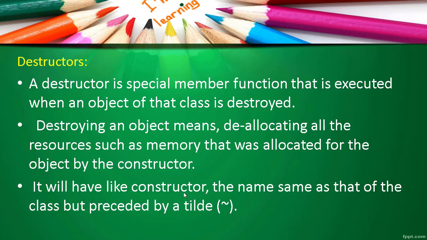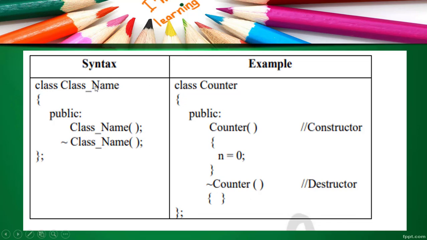The class name, constructor name and destructor name will be the same, but the destructor will have a tilde symbol before the name, so that we can identify the destructor. See the syntax over here: the class name, the constructor name and the destructor name, all three names will be the same, but a tilde symbol before the class name identifies it as a destructor.